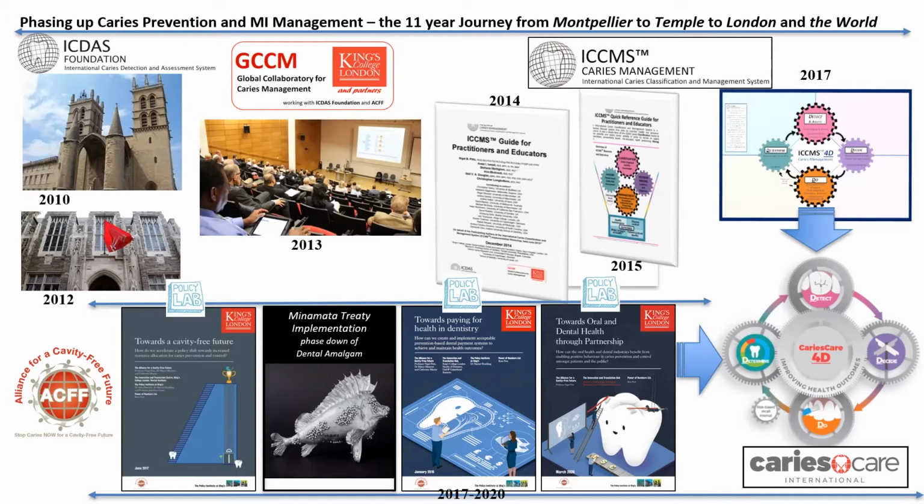If we go along the bottom of this slide, we go from 3 dental policy labs and the Minamata Treaty. I'll tell you about the policy labs in a moment, but Minamata is a UNEP, United Nations Environmental Programme treaty, where we now have on a global basis to phase down mercury, phase down amalgam. And that environmental concern for plastics is also driving us to look at prevention and non-surgical approaches for caries management.